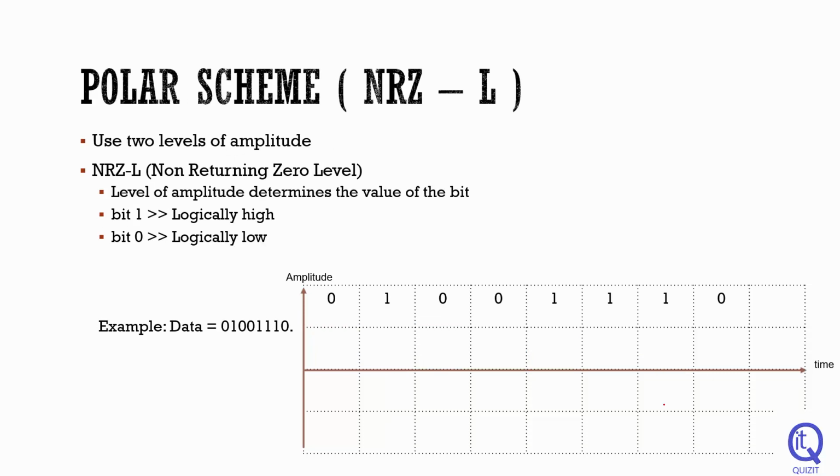Next we are going to draw polar scheme. And now in polar scheme we have two different methods, NRZ-L and NRZ-I. NRZ means non-return to zero, and NRZ-L means non-return to zero level. Here we have to use two levels of amplitude. And you have to remember that when you meet bit 0 you have to stay up, and when you meet bit 1 you have to stay down.